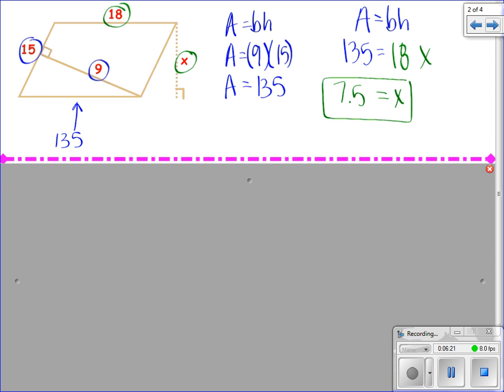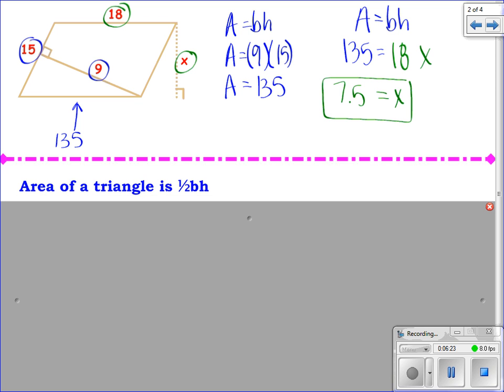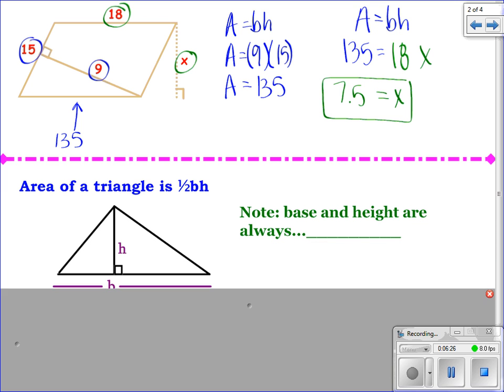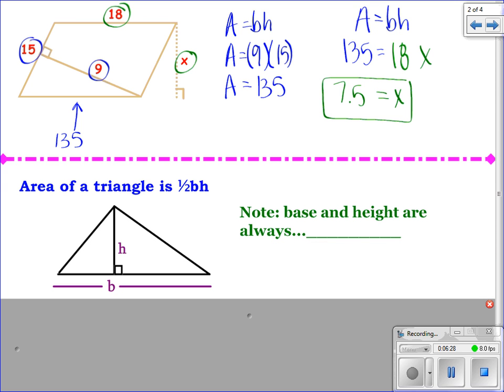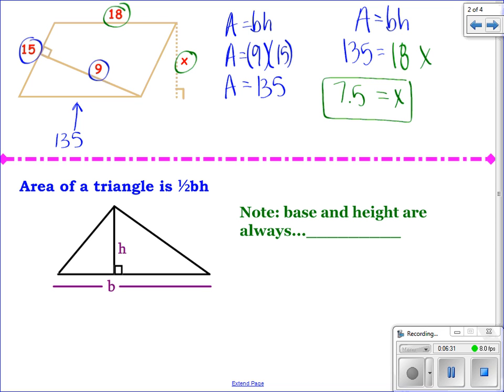So we're going to move on from parallelograms and talk about triangles for a little bit. The other formula we're reviewing today, not learning, because we've already talked about these throughout the year. Area of a triangle is 1/2 BH, 1/2 base times height. Notice here that the height and the base are also perpendicular. Okay, so you need to look for that right angle symbol.